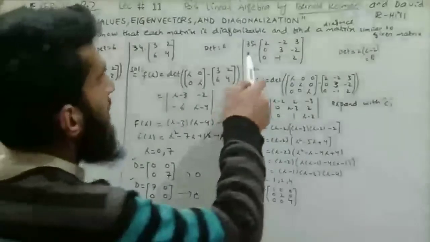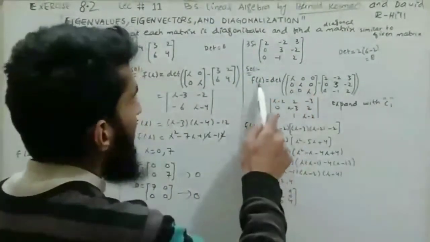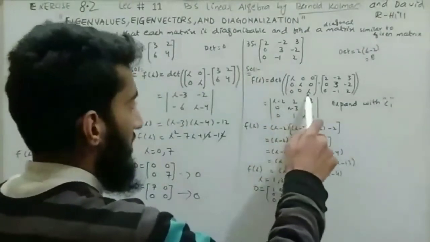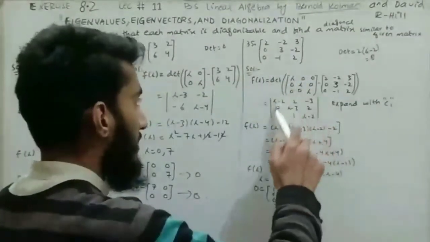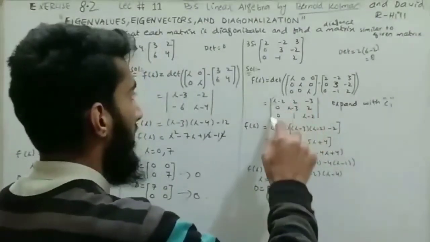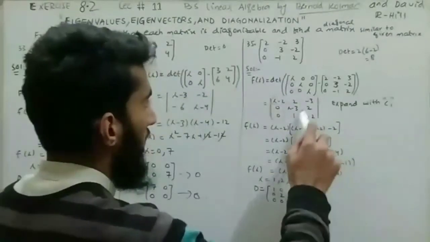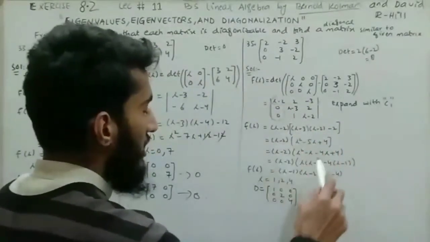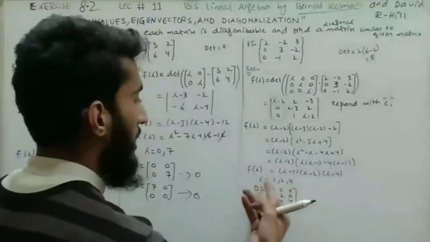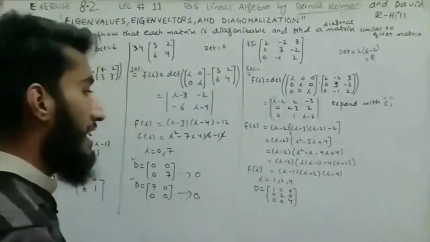Move toward question number 35. 2, minus 2, 3, 0, 3, minus 2, 0, minus 1, 2. So f of lambda is equal to the determinant of lambda identity matrix minus the original matrix, which gives us this. By simplification, it gives us this. Expand along column 1. So for lambda minus 2, cross this row and this column, and take the determinant of these. So lambda minus 3 into lambda minus 2 and minus 2. By simplification, it will give us three distinct values of lambda: 1, 2 and 4. So if the lambda values are distinct, the given matrix is diagonalizable.